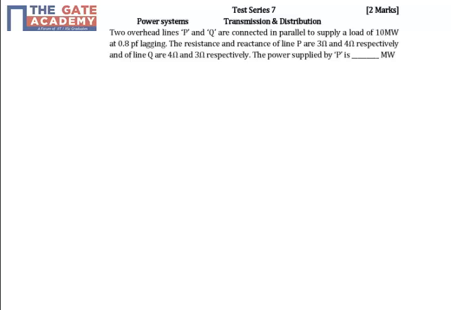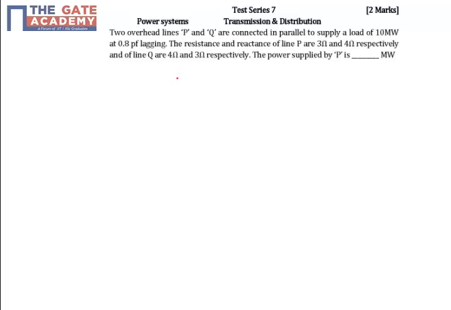So in a given problem, there are two overhead lines P and Q which are connected in parallel. Those two lines are supplying 10 megawatt at 0.8 power factor, and the resistance and reactance of the individual lines are also given, and it is asking how much is the real power supplied by the line P.